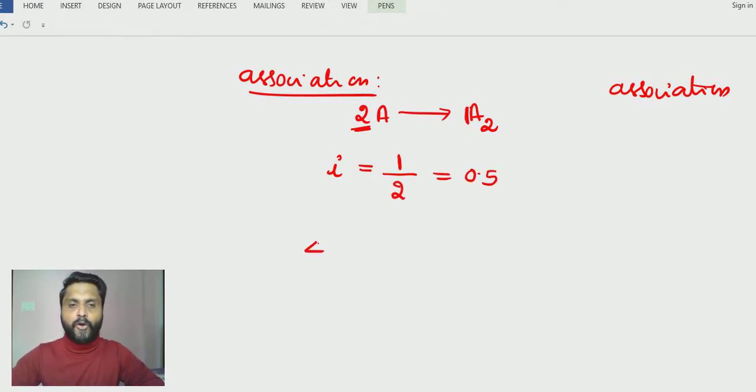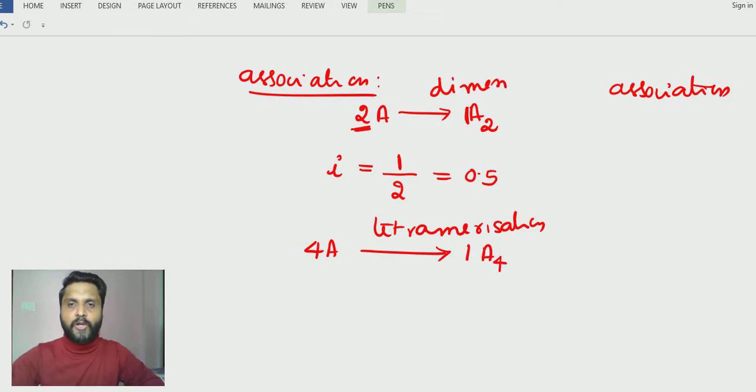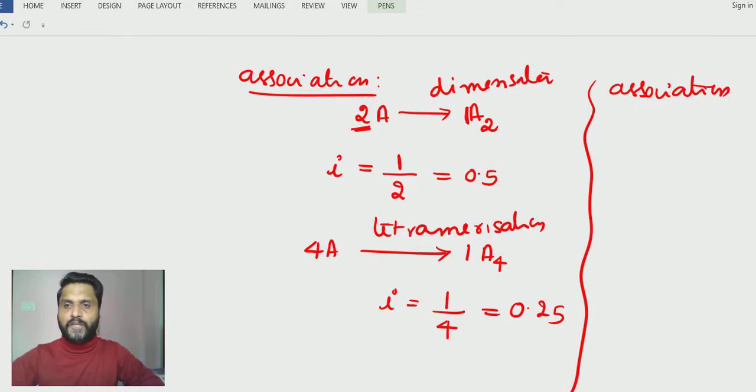If I take 4 moles of A undergoing tetramerization, okay, so I'll write tetramerization. Tetramerization means 4 molecules give one single molecule like A4. This is called dimerization: 2 molecules will become a single molecule, correct? So in this case, i value is equal to after association, 1, divided by before association, 4. So it is equal to 0.25. Remember, students, for association i is always less than 1.